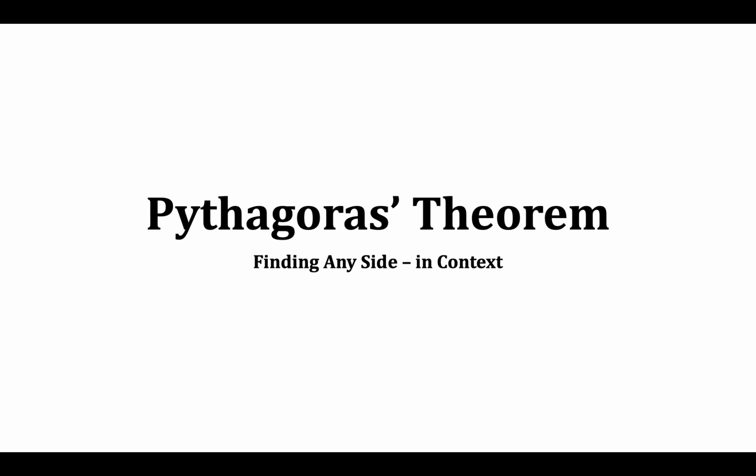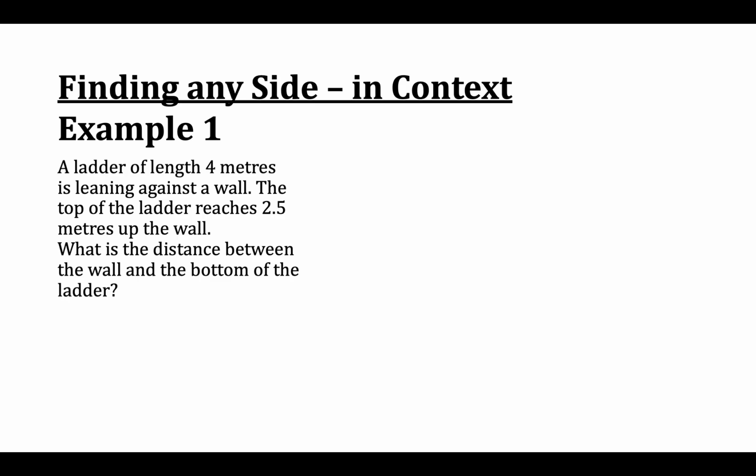We're now going to look at some Pythagoras problems in context, where we don't know if we're finding the hypotenuse or finding one of the shorter sides. We need to examine each individual problem and decide what we're doing.